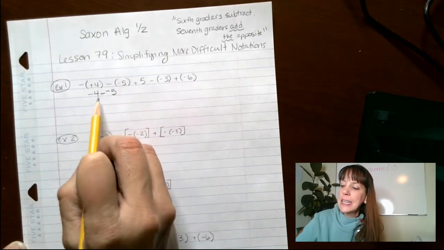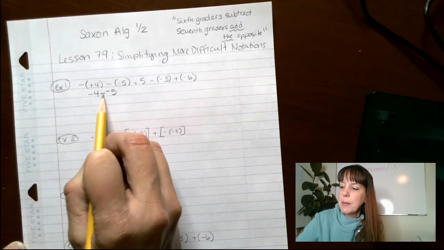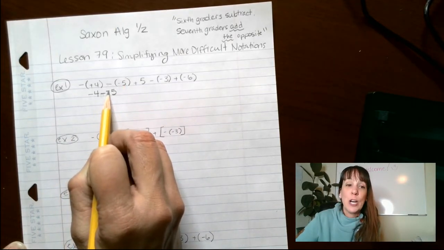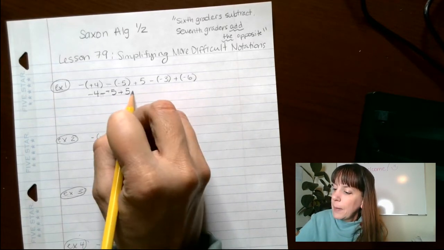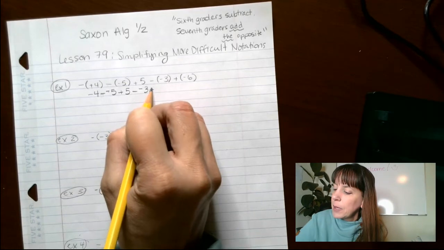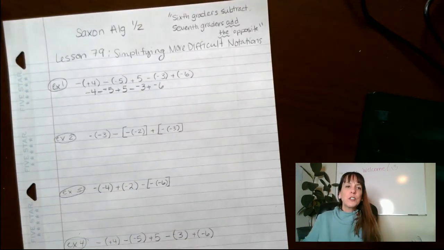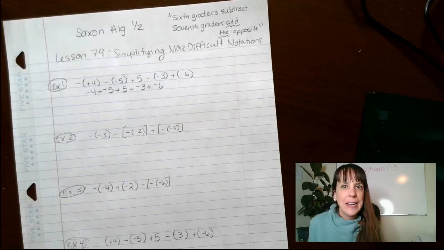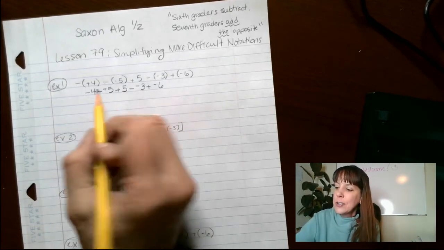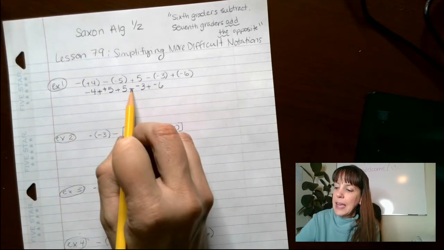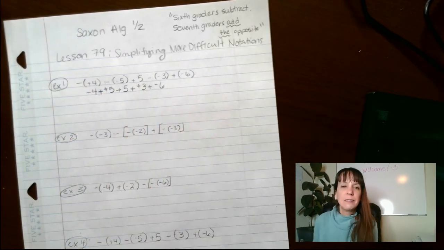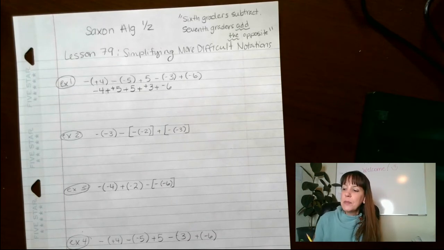-5. Notice there is a distinct difference between my negative and my subtraction sign. This is really important. +5 minus -3 plus -6. All right, 6th graders subtract 7th graders, add the opposite. Wherever you see a subtraction sign, not a negative sign, just a subtraction sign, you're going to add, and then the opposite of negative, positive. Add the opposite. All right, so now we are in a position to be able to deal with these.